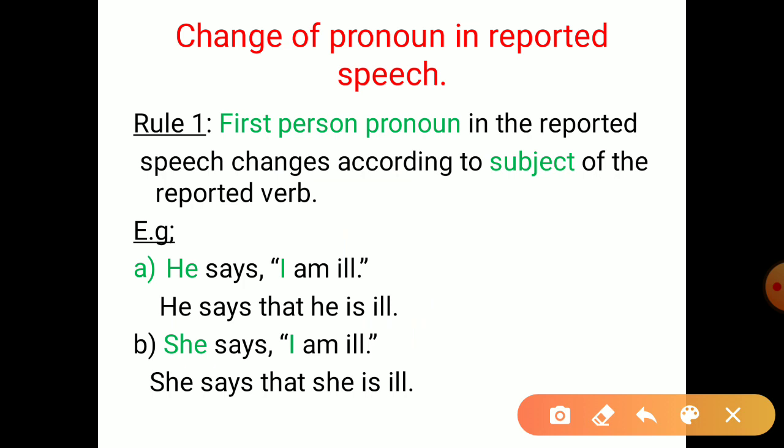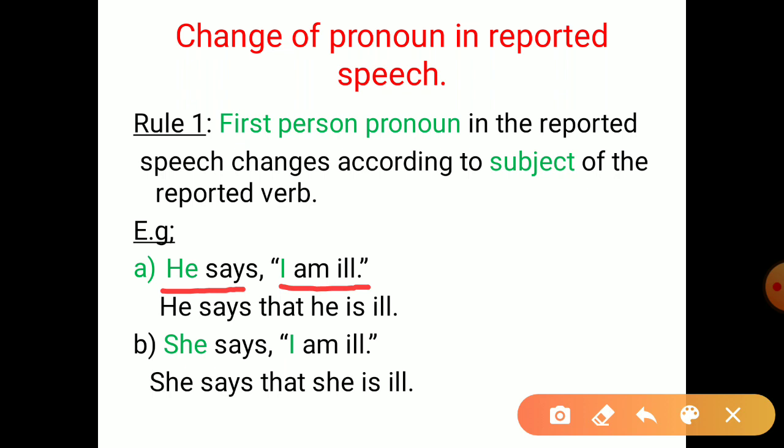Change of pronoun in reported speech. Whatever change we want to make, whether change of pronoun, change of tense, or change of any word or phrase, that's only done in the reported speech. For instance, we see this sentence: he says, I am ill. So this has two parts. He says, this is the reported verb. I am ill, this is reported speech.